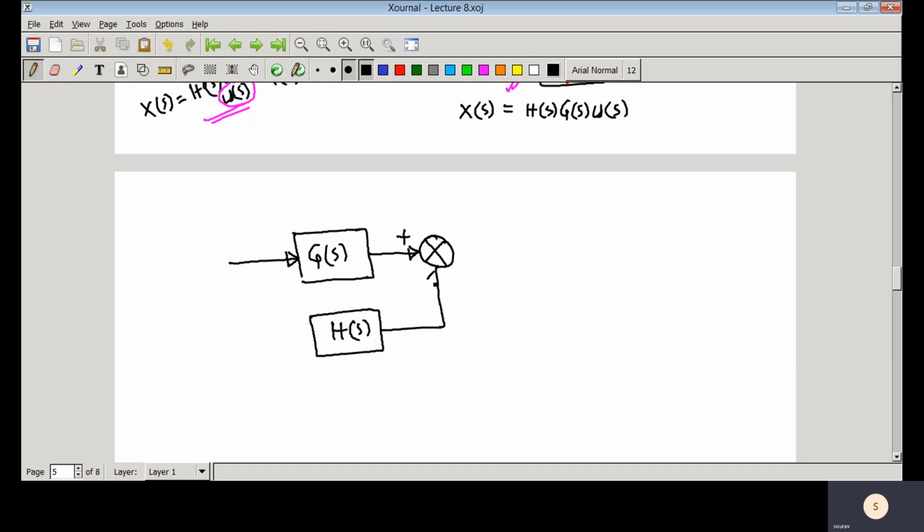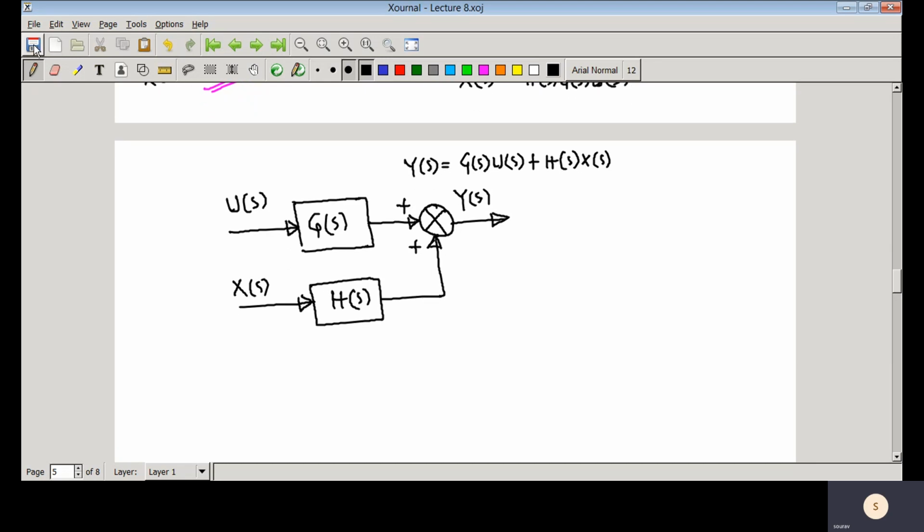Hs, and so here suppose you have that Ys, here you have Us, and here you have Xs. So then it is clear that this Ys equals Gs Us plus Hs Xs.